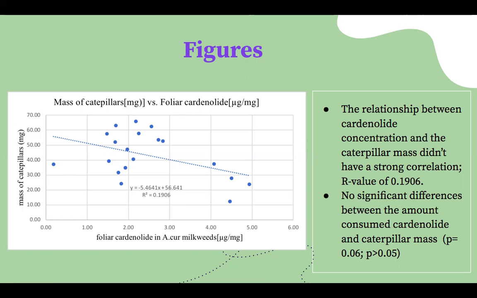And we also ran a regression output where we could see that the p-value is 0.06, which is greater than 0.05, indicating that there are no significant differences between the amount of consumed cardenolide and caterpillar mass.